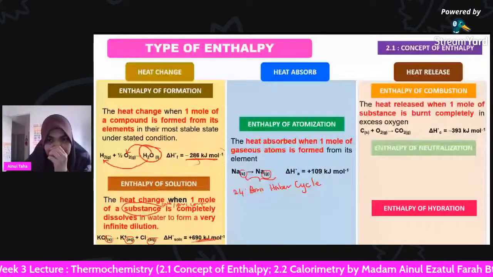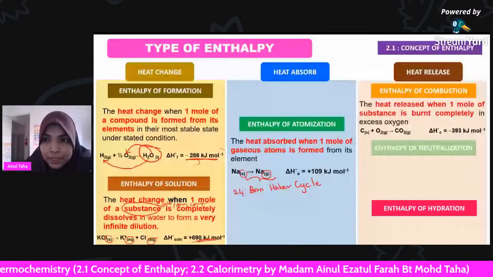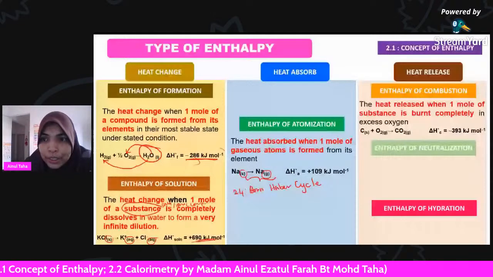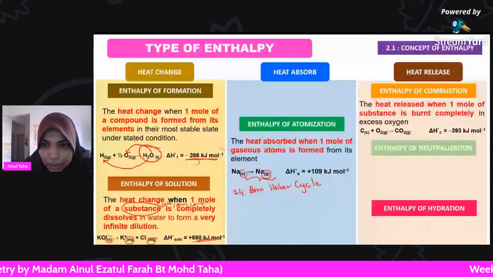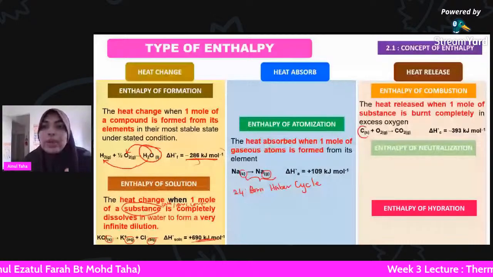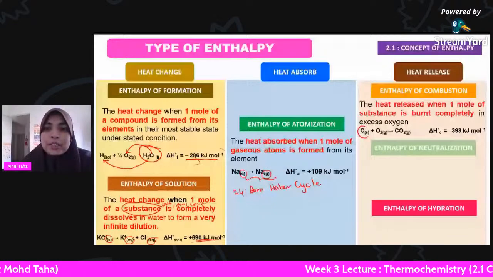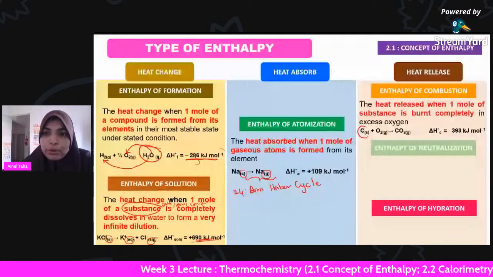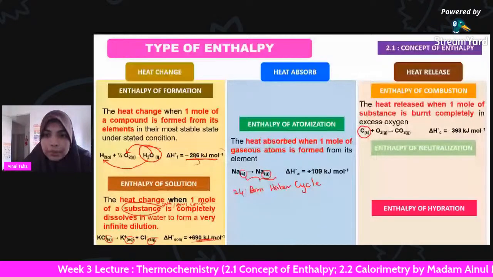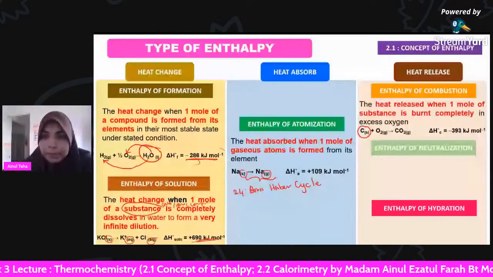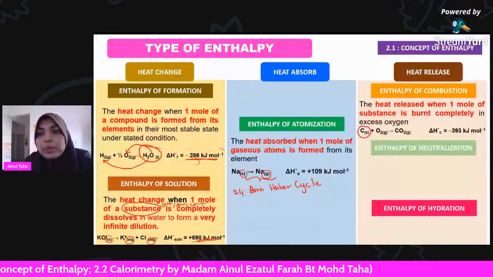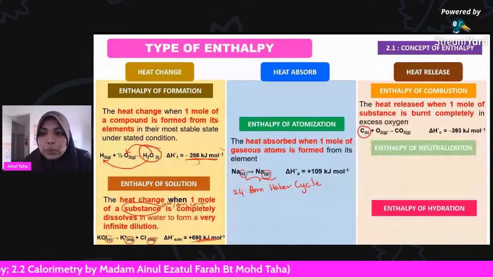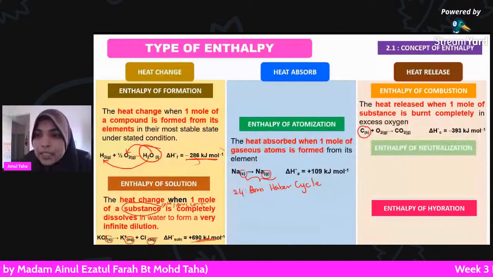Okay, for this case we have carbon. So our 1 mole of substance now is carbon. When you write the equation for enthalpy of combustion, it is a must: 1 mole of the substance reacts with the oxygen and completely burns, and it will produce CO2. And this is the enthalpy.